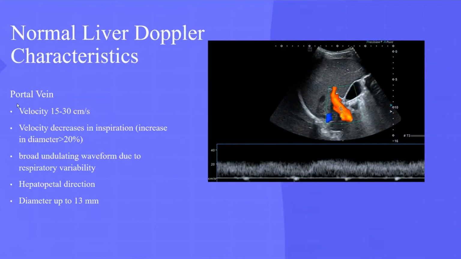The normal ultrasound Doppler characteristics of the portal vein are a velocity of 15 to 30 centimeters per second. Velocity decreases in inspiration, with an increase in diameter. A broad undulating waveform due to respiratory variability with a hepatopetal flow direction. The diameter is measured up to 13 mm.